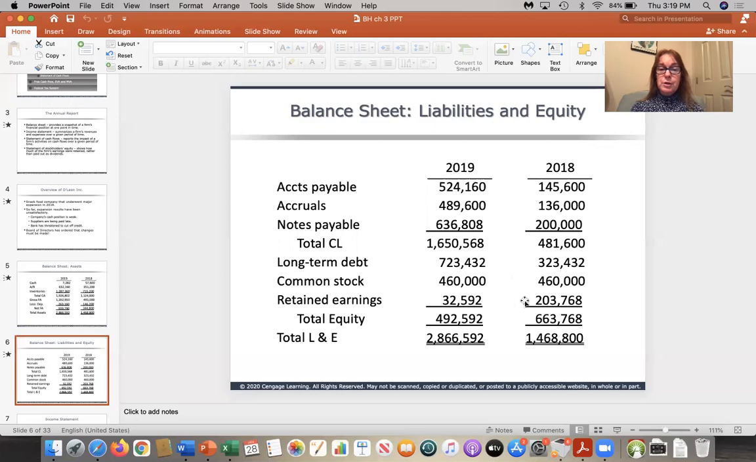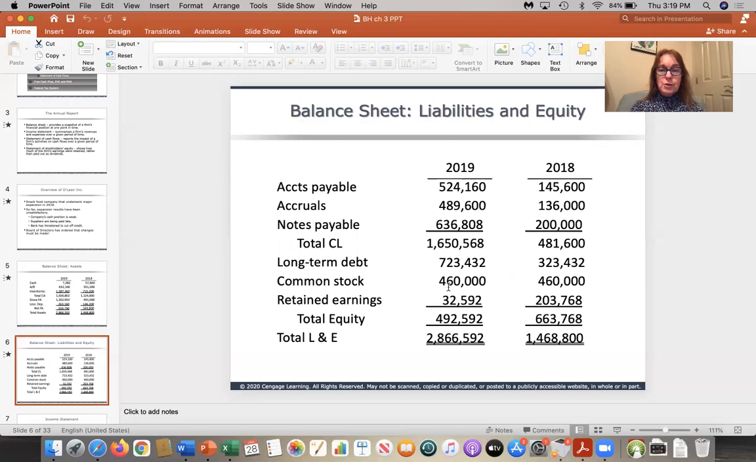a lot of their retained earnings, almost 200,000 of retained earnings. This is in millions, but anyway, to make it easier, I'm just saying 200,000. Okay, so you add all this up and you've got the total liabilities and owner's equity.